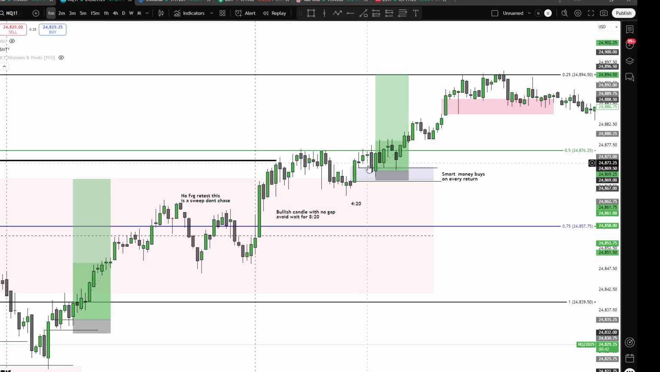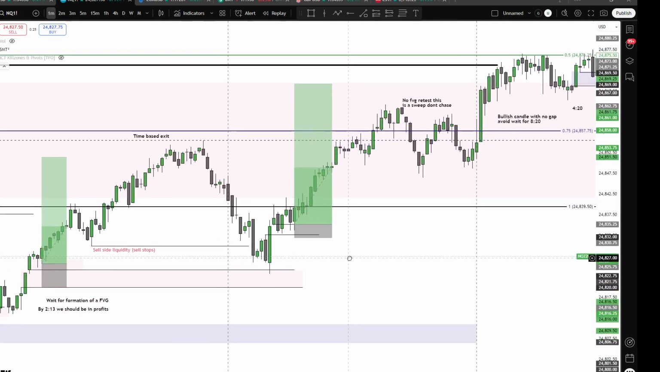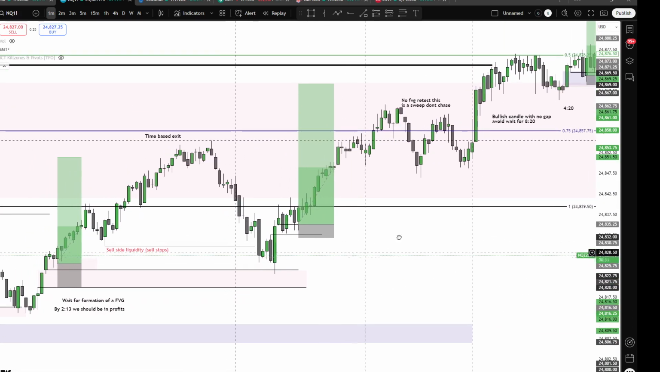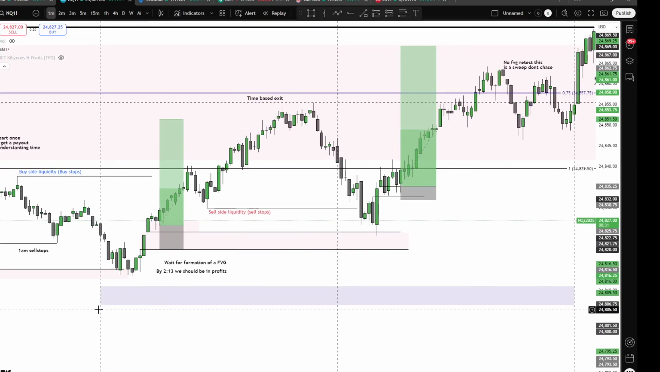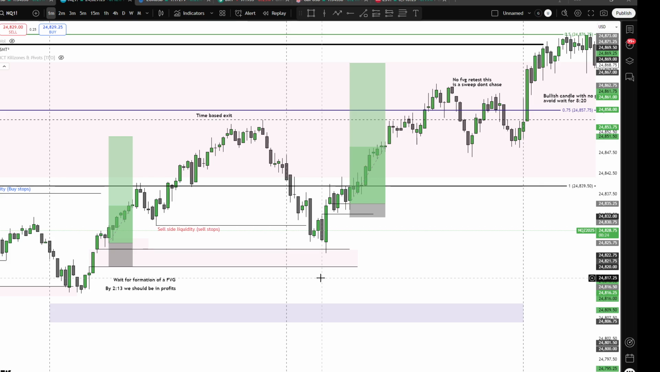You have a bullish candle with a fair value gap, and notice the reaction; you can enter this trade. Now, those are specific rules for the London session. You want to trade between 2 o'clock and 4 o'clock. The best trades occur around 3 o'clock for NQ.